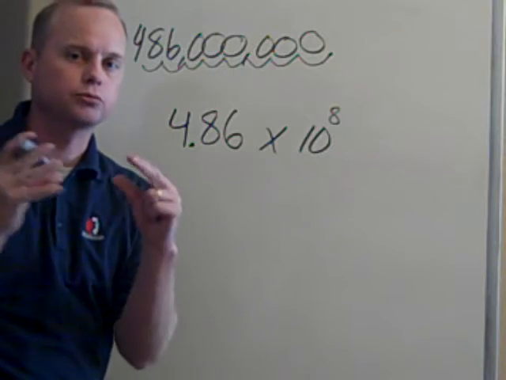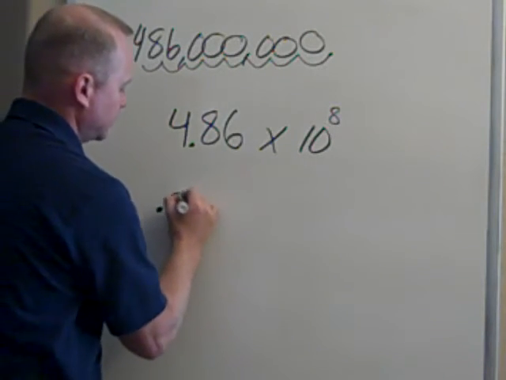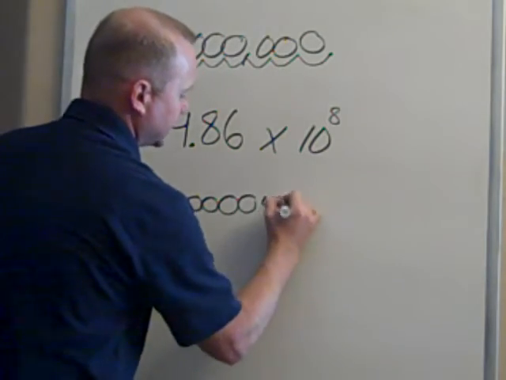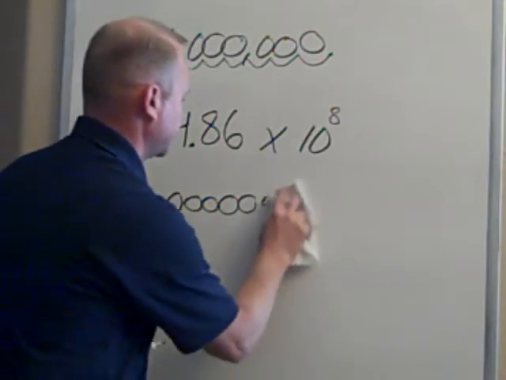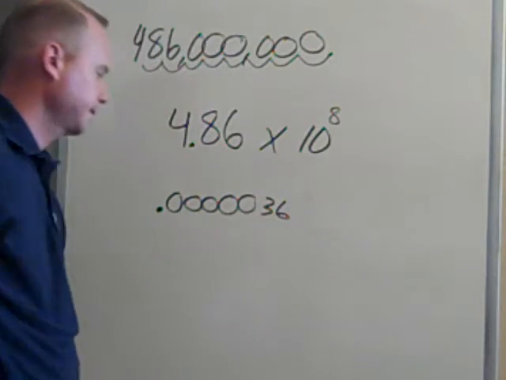Now let's look at a number that's really small. When we say really small, that's because it's got a decimal. So I've got 0.000048. Now let's not use 48 because I just used it there. So let's use a different number here. We'll use 3, 6.